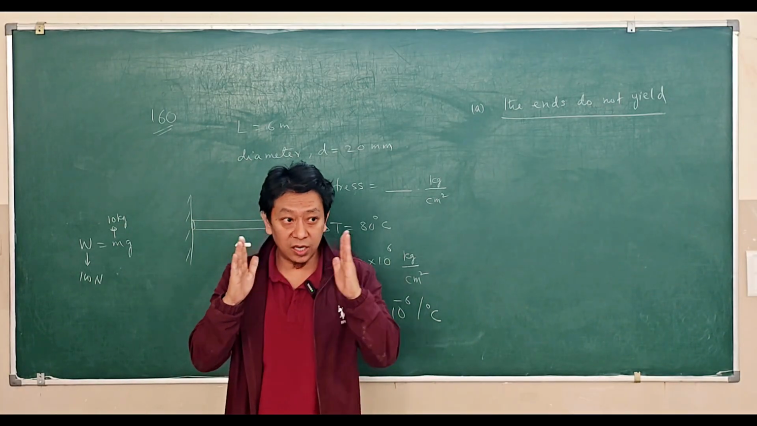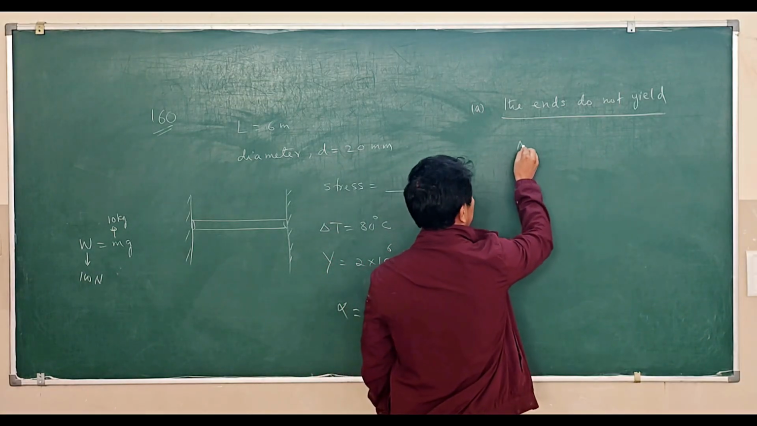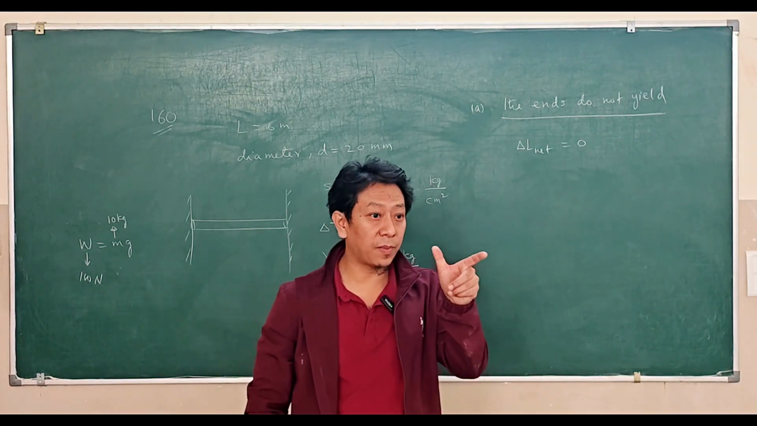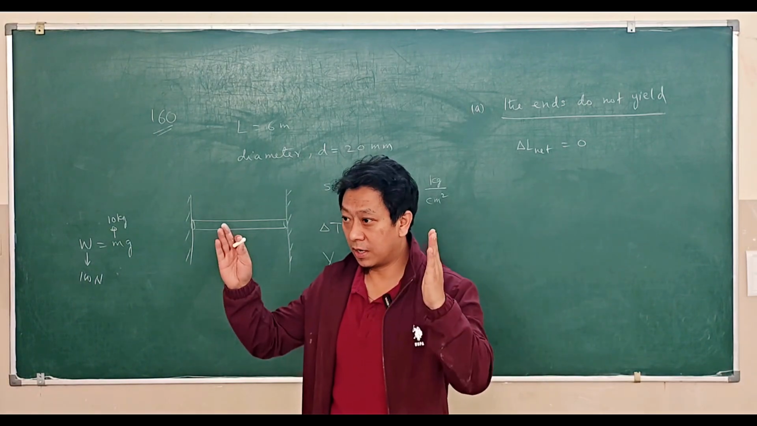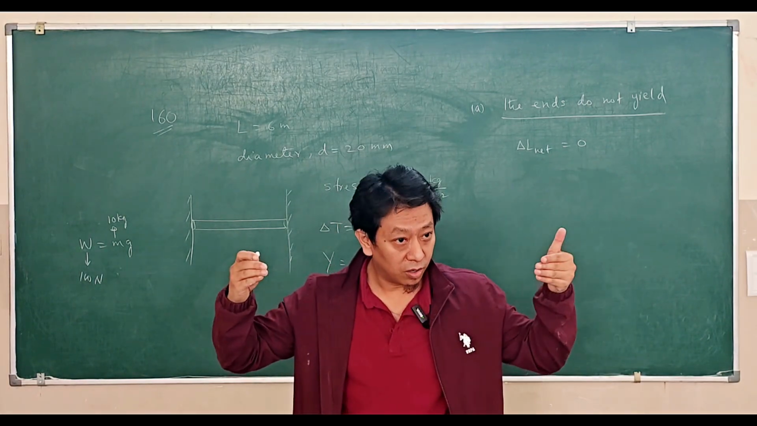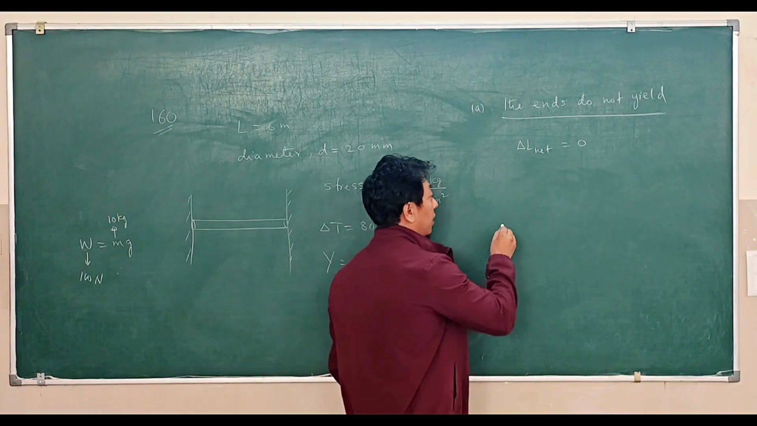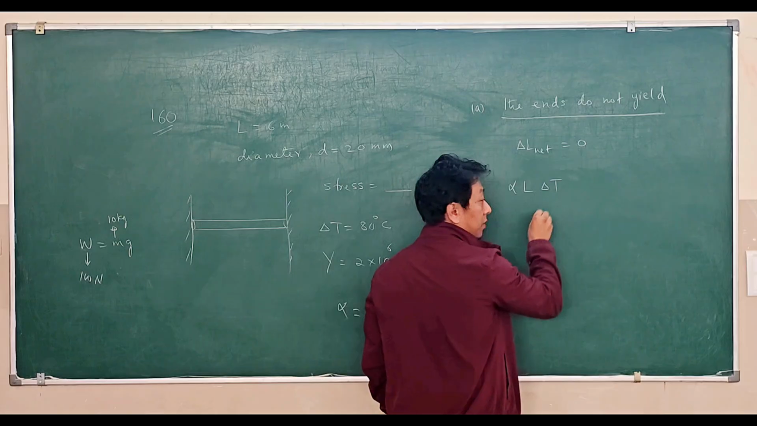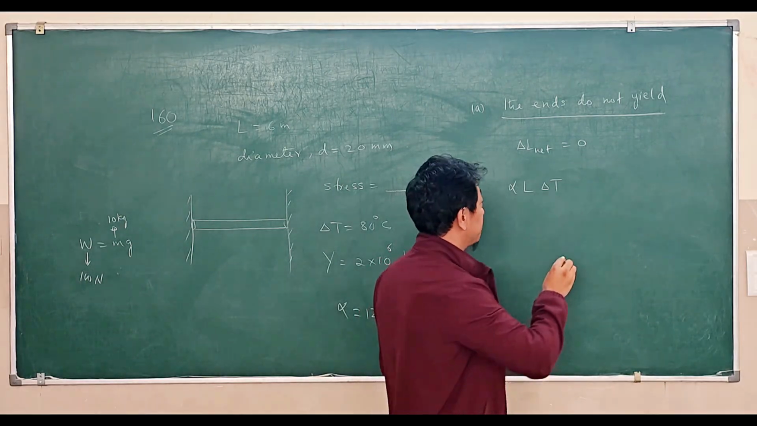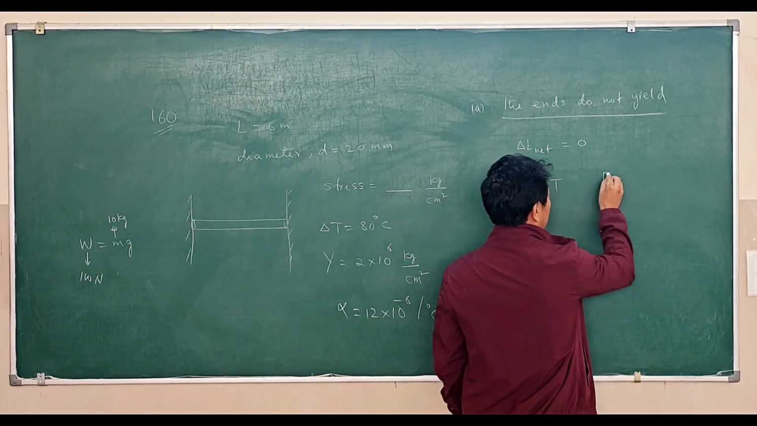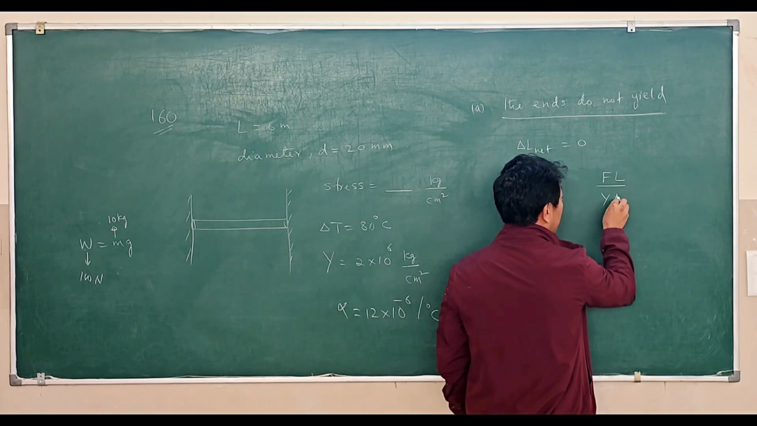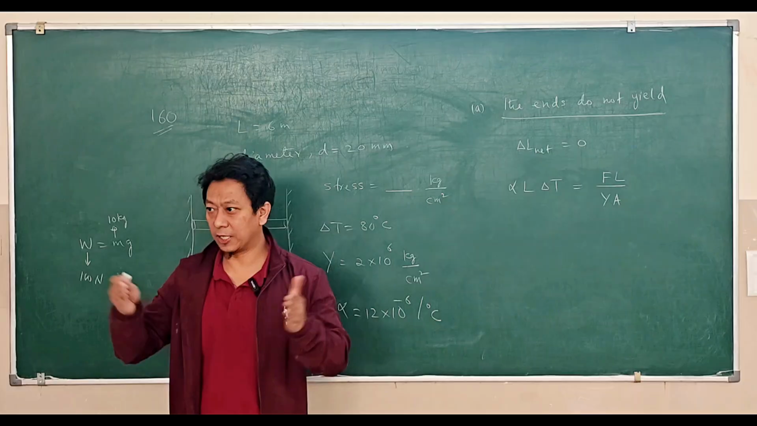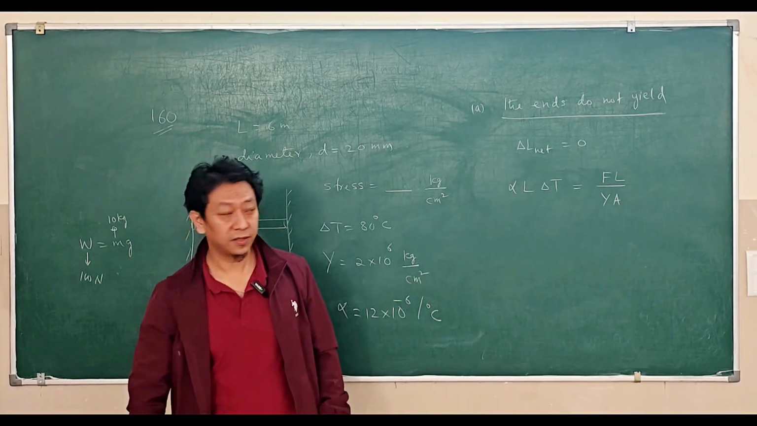If the walls do not yield, what is the net change in length? Net change in length should be 0. That means thermal expansion should cancel the compression due to the walls' force. What was thermal expansion? Alpha L delta T. What was the compression? FL by YA. These two should balance each other. The expansion and compression should balance.